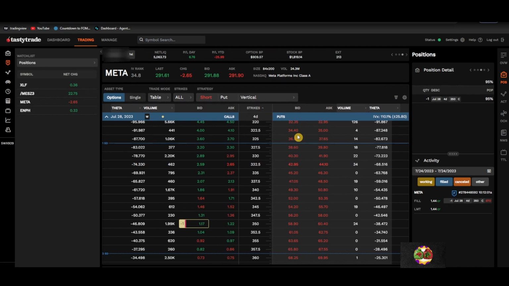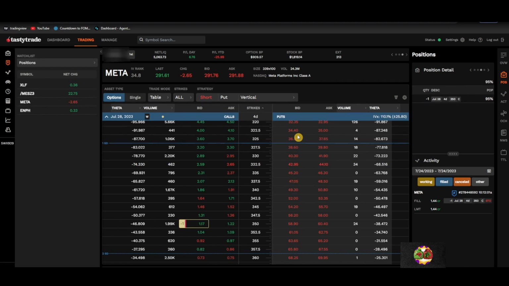Now, if you owned over 100 shares of Meta, then you could go out and sell a call against the shares you own, and that would be called a covered call strategy, right? Covered calls. It's when you go out and sell premium against the shares you own. It's just a way to collect income as price is bouncing around.